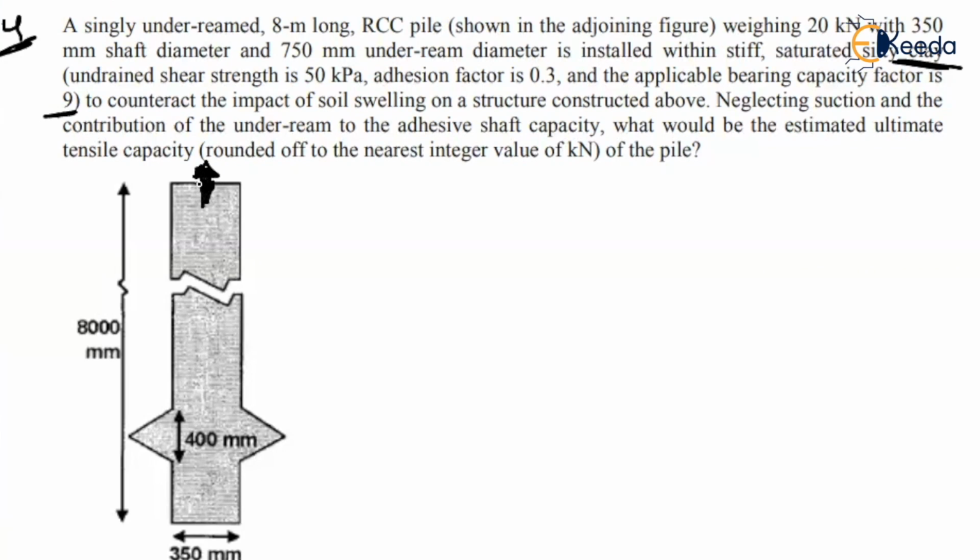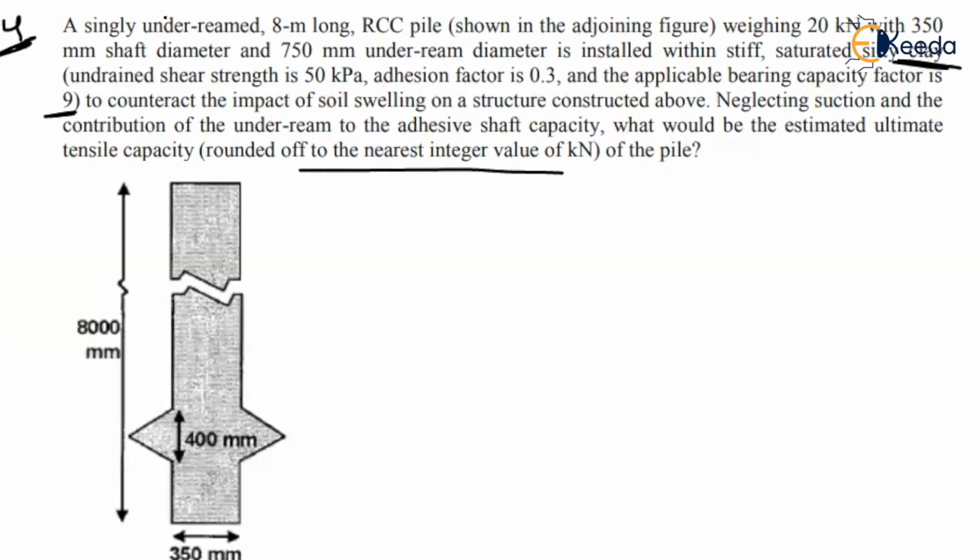So how can we find out here? What is the uplift capacity? If you are finding the uplift capacity, what are they asking? Ultimate tensile capacity, rounded off to the nearest integer. They're asking us to find the nearest integer. So how can we proceed?